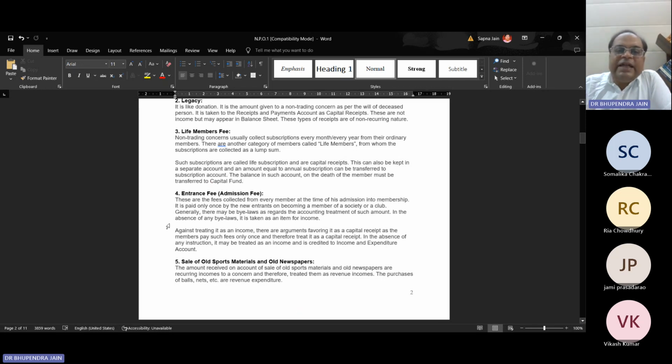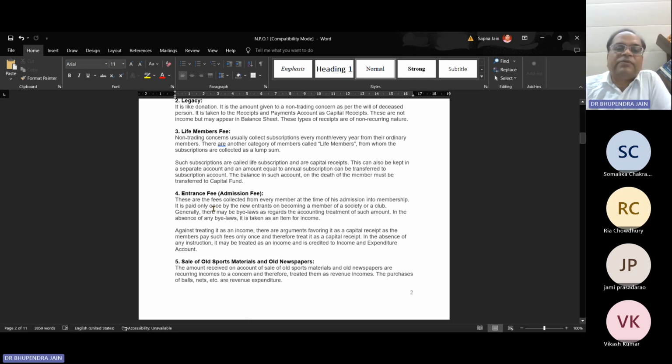Number third is the entrance fee or the admission fee. In some cases, some organizations receive the entrance fee or the admission fee from the members. Clear? If the society, club, school or college receives the entrance fee or the admission fee, so this fee is a revenue nature fee, a revenue receipt, and it will be transferred to the credit side of the income and expenditure account.